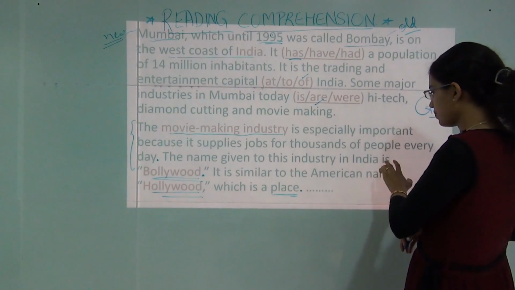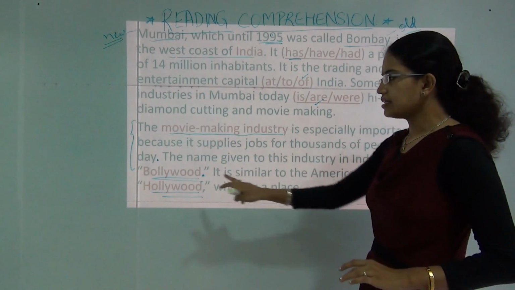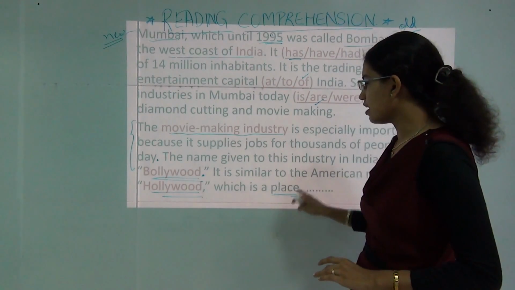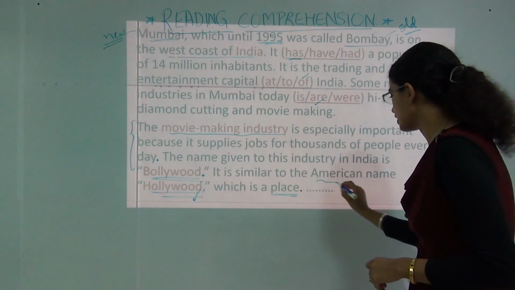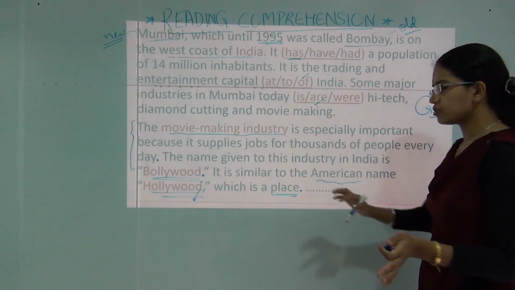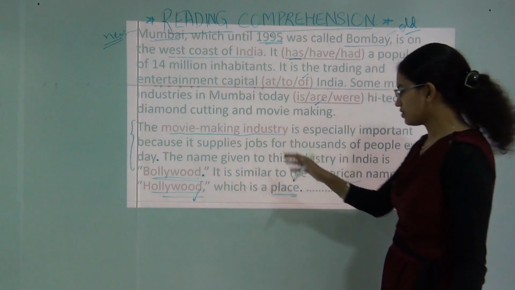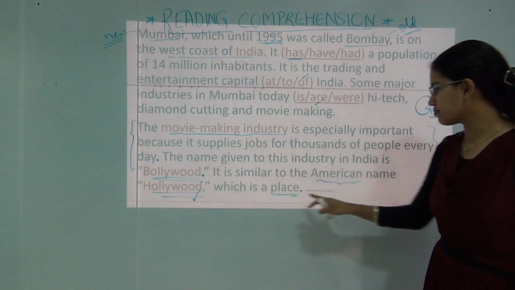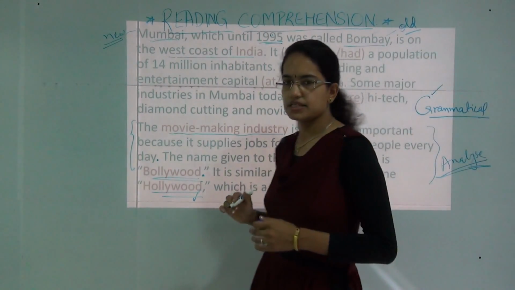The name given to the movie making industry in India is Bollywood. It is similar to the American name Hollywood, which is a place. That means this Hollywood is also a city in America, and it is also the movie making industry of America. So from this we can analyze this passage, and based on this analysis we can say that Hollywood is the name of a place in America.